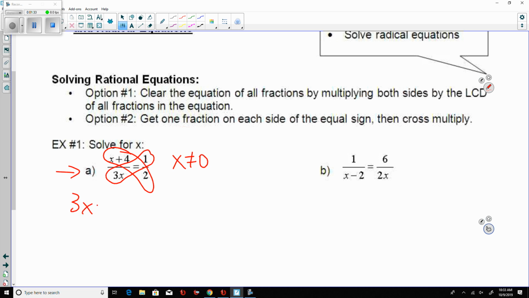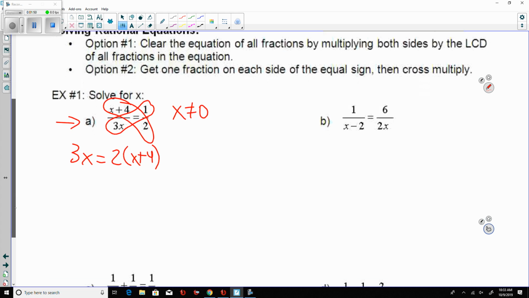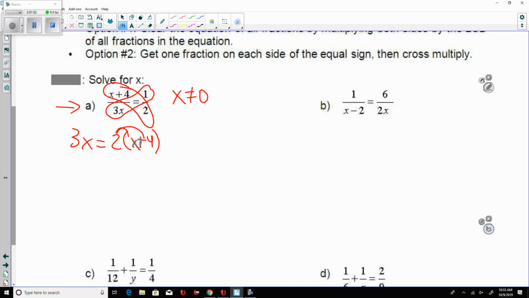we just have to cross multiply. So we have 3x equals 2x plus 4, and it doesn't matter which goes on which side. If I had the 2x plus 4 on the left side and the 3x on the right side, no big deal. So then it's just basic algebra. Distribute the 2. I have 3x equals 2x plus 8. Bring the 2x over. I have x equals 8.